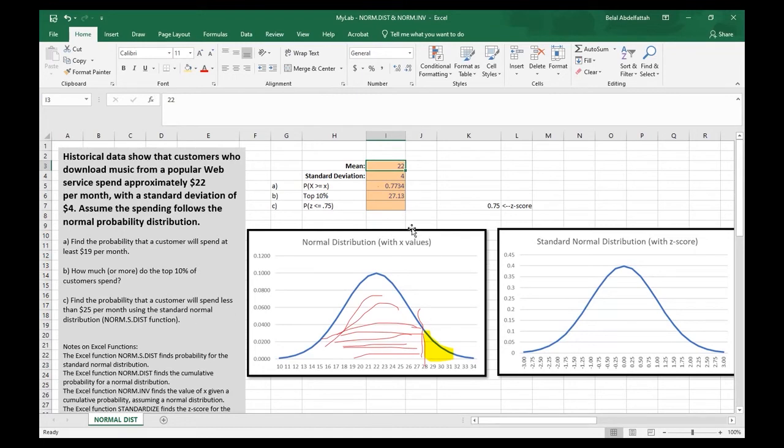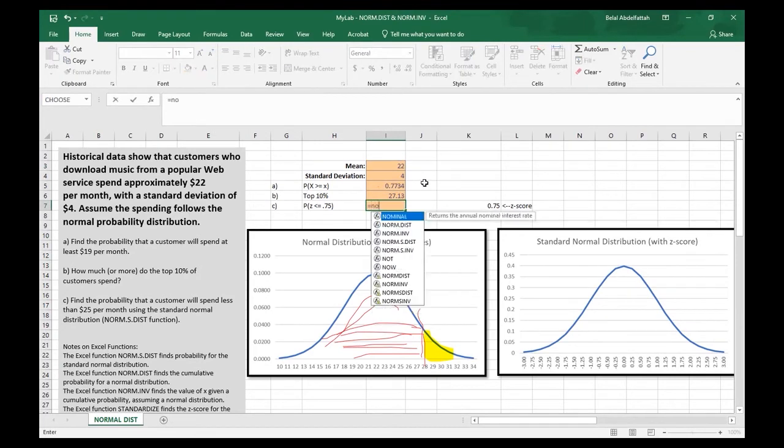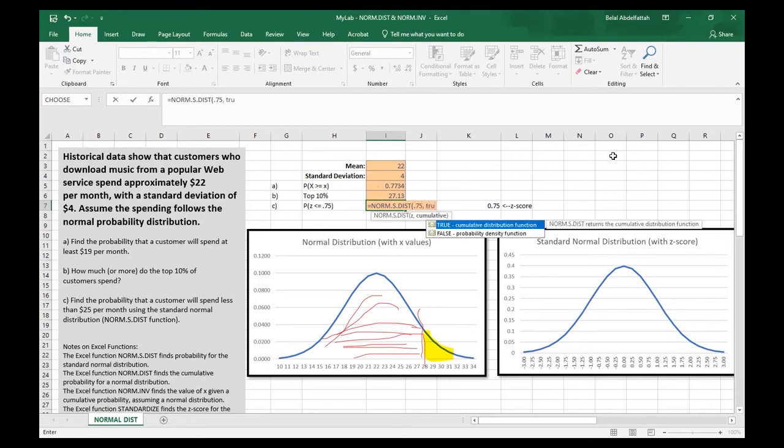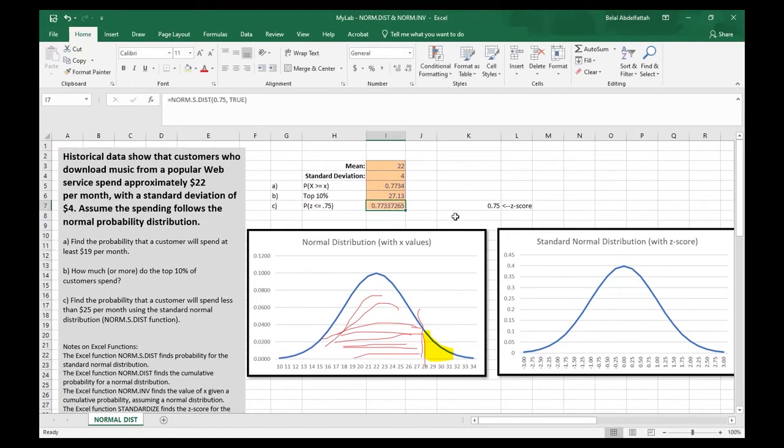So let's go ahead and figure that out by using the norm.s.dist. This is different from part A where we used the norm.dist. So if I were to select that function, I have two parameters. One's a z-value and the other one is a cumulative. Now, we know what the z-value is. We said it was 0.75. And I am looking for a cumulative probability because I'm interested in the value of 0.75 and everything to the left of it in terms of z-scores. In terms of x units, in the problem, we're interested in the value of 25 and everything less than that. So I'm going to hit enter, and this is my probability.